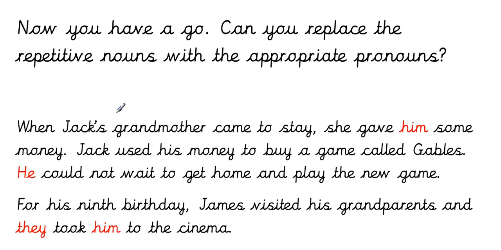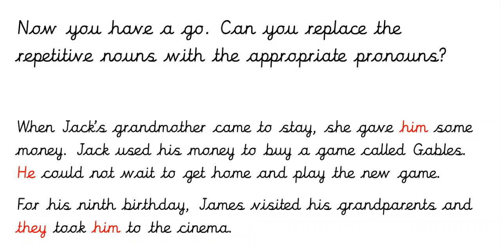So when Jack's grandmother came to stay, she gave him some money. Jack used his money to buy a game called Gables. He could not wait to get home and play the new game. And then for the second one, for his 9th birthday, James visited his grandparents and they took him to the cinema. Okay, so we've replaced the repetitive nouns and put pronouns in instead. Okay, and can you see how it makes it a bit more cohesive? It's easier to read, isn't it?